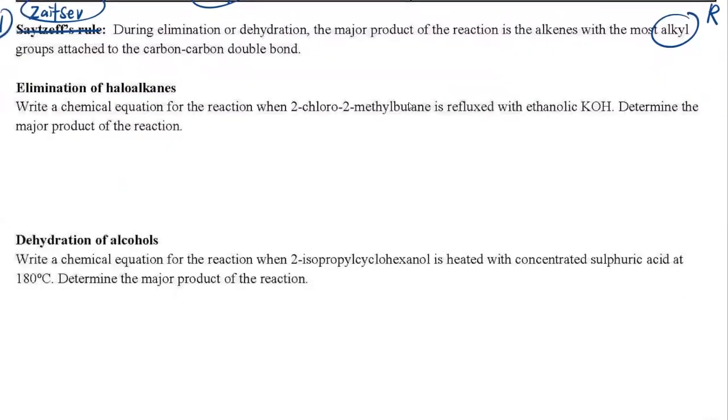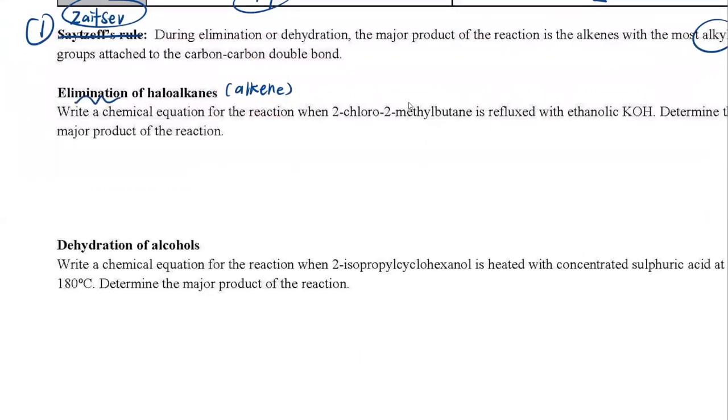So elimination of haloalkane will form an alkene. Elimination of haloalkane will eliminate HX, the halide ion. This halide ion, all are white film.